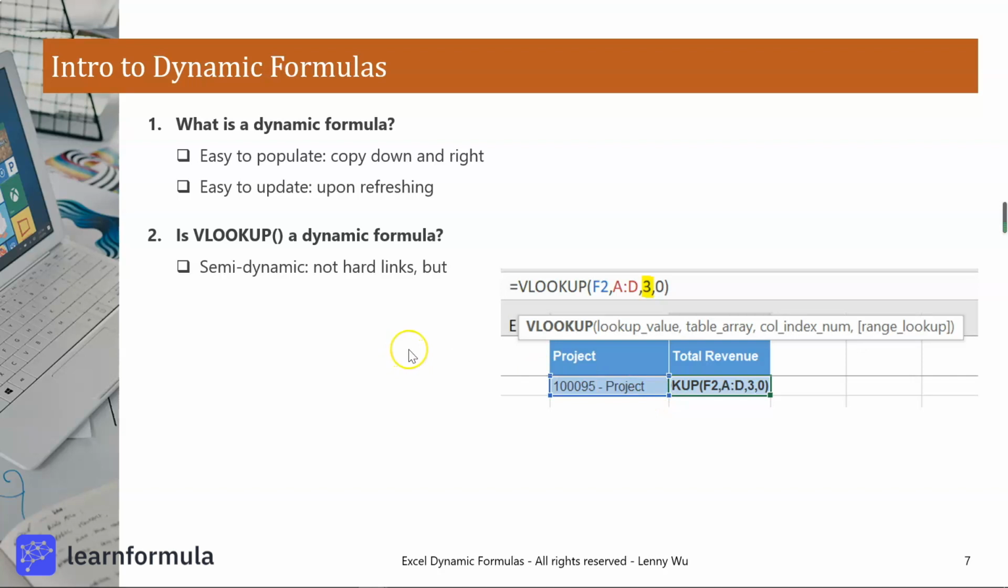However, VLOOKUP is only semi-dynamic, and let me show you why. First, it is not hard links, so that's why it is sort of dynamic, but it can only look up from left to right. The first column is where the lookup key holds. It cannot be any other column. Second, the column index number is a hard-coded value, like 3 in this case.